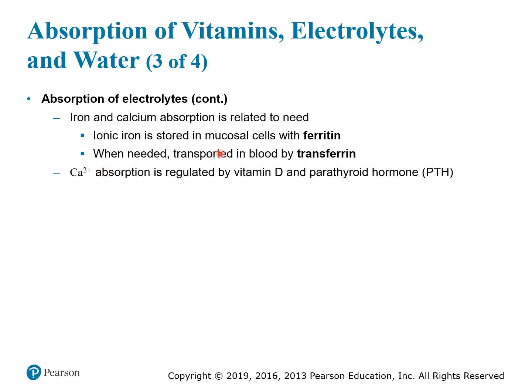So iron is stored in the mucosal cell attached to ferritin, and it is transported in the blood attached to transferrin. There is a protein for the iron which is known as transferrin. Iron absorption is regulated by the presence of these different proteins. And if the body already has too much stored iron, then less iron is absorbed from the intestine. So it is regulated. Similarly, calcium absorption is regulated by vitamin D and parathyroid hormone.